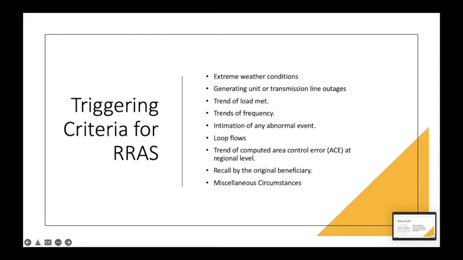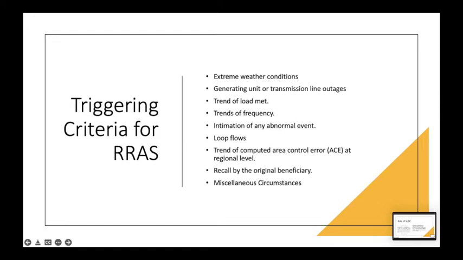The next scenario for triggering of RRAS is generating unit or transmission line outages. In case of likelihood of any violation of transmission corridor, violation of ATC, or any curtailment of LTA or MTOA, MTOA standing for medium term open access, or short term access, due to forced outage of any element, either from the generating side, the supply side or the receiving end side, then the nodal agency may issue instruction for up and down regulation of any RRAS provider.